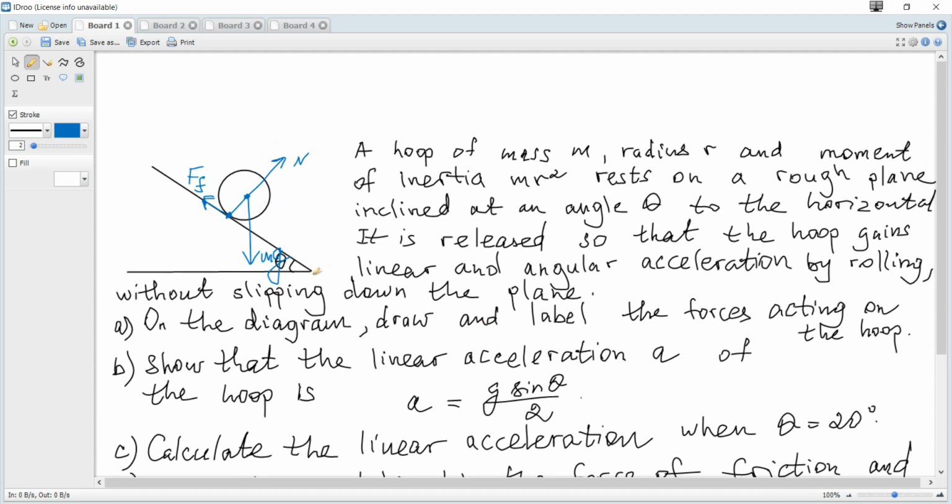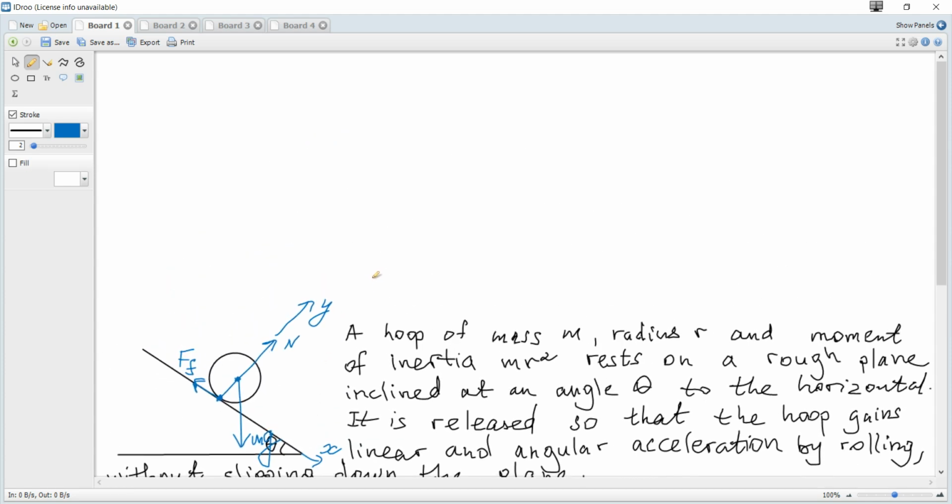The next part shows that the linear acceleration a of the hoop is equal to this expression. So let's choose a coordinate system. Let x be parallel to the slope and downwards, and y perpendicular to the plane in this direction. By Newton's second law, the net force vector is equal to m a vector, and we consider this equation in projection, or in components, on the x-axis and y-axis.